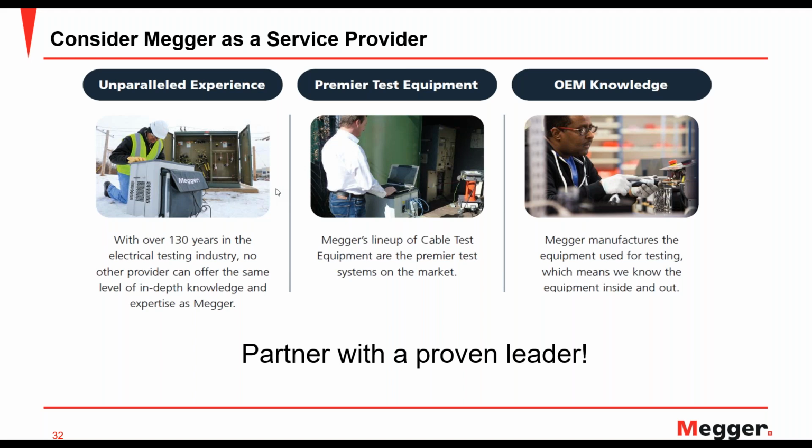We also have premier test equipment. So they provide thorough and exhaustive diagnostic analysis of the assets, allowing us to find the defects in your cable systems that maybe others can't. And we also have OEM knowledge. We manufacture this equipment. We actually sell the equipment, and not just the service. So we're able to get more out of our test units and provide better and maybe more reliable asset management results. So you truly are partnering with a proven leader.